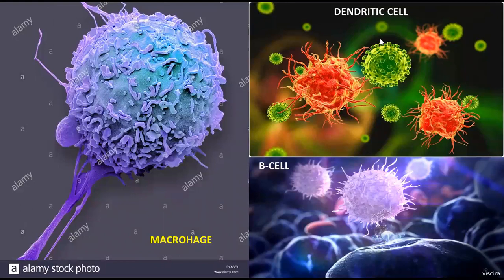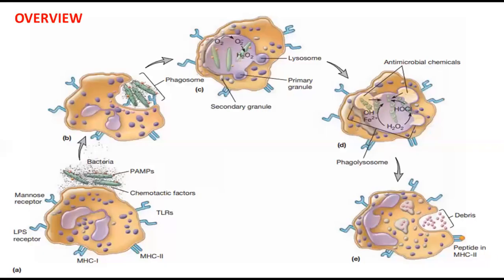I will take macrophage as a model cell. Although all the receptors that are present on the macrophage will also be present on the dendritic cell, the neutrophils, and the B cell, I'm taking macrophage as a standard. If we proceed further, this is an overview of phagocytosis. I'm not discussing it here; I will discuss each and every step in detail.